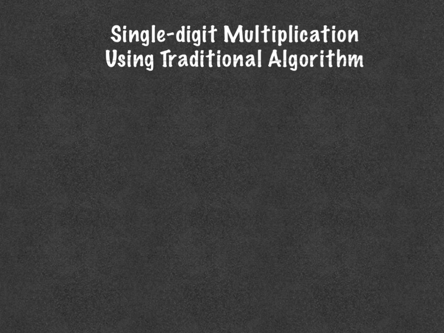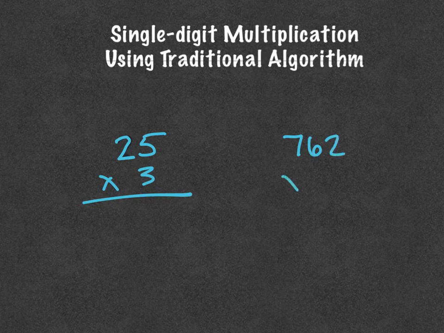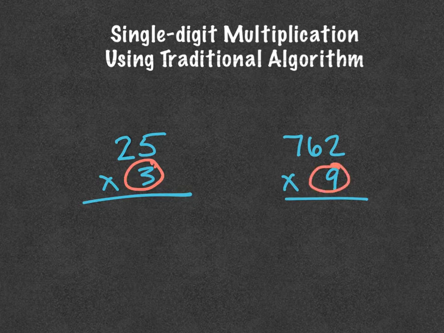Okay, today we're going to talk about single digit multiplication using the traditional algorithm. So single digit, and we're going to be multiplying it by more than one digit. So some problems might look like, let's say, 25 times 3. And some problems might even go into the hundreds place, so 762 times 9, okay? But either way, we're going to have a single digit multiplier down here.